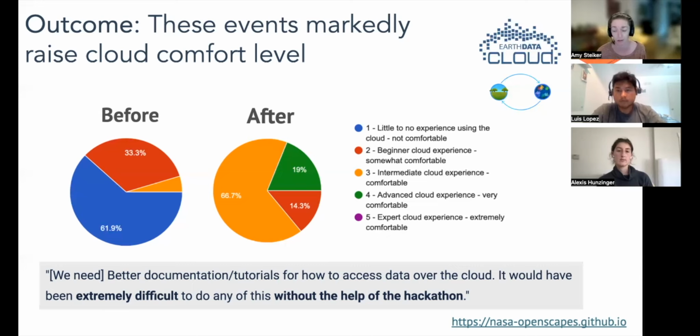So again, I think this really speaks to how important it is for us across our data centers and working across the DAAC to be building a lot of these tutorials and teaching in this kind of hands-on environment.